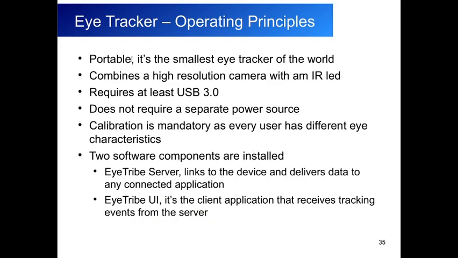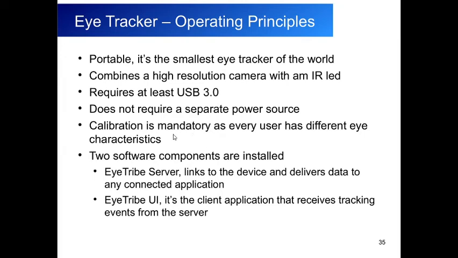This device is very small, it's very portable, and it combines a very high resolution camera with infrared, because infrared is reflected by the inner part of the eyes, and so it's easy to track the position of the eye by using infrared. It requires at least USB 3 because of the very high transfer rate. You do not require any separate power source. It's simply powered by the USB.